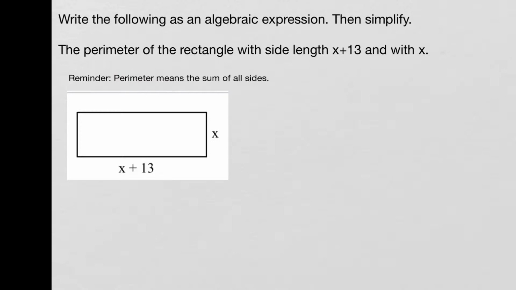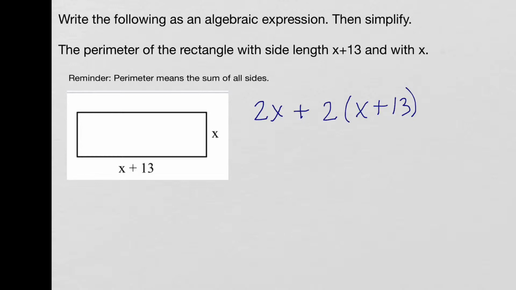The perimeter means we're going to add up this side length, which is x, and this side length, which is x. So we're adding up two of those, so we're saying 2x plus, we'll now add this side length, which is x plus 13, as well as this side length, which is x plus 13. So 2 times x plus 13.